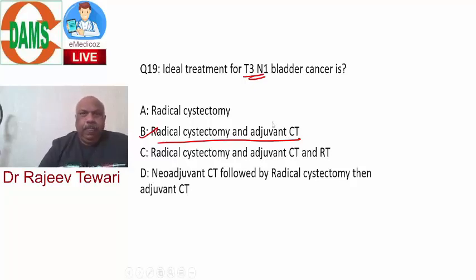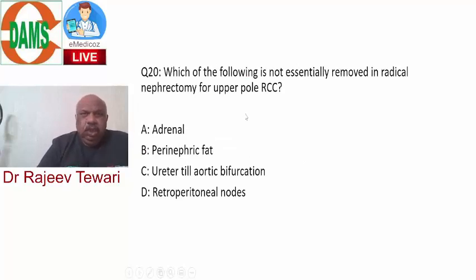Okay. Main chemotherapy is cisplatin, but it's given along with vincristine, methotrexate, even adriamycin. Which of the following is not essentially removed in radical nephrectomy for upper pole RCC? This is a little controversial, but more or less correct.